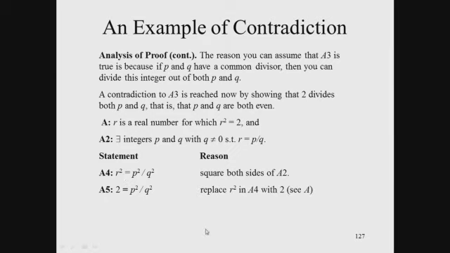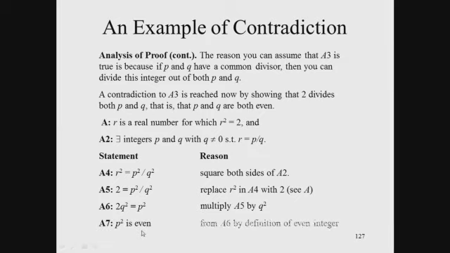Okay, now for this next one, you don't need a PhD. How did I write 2q squared equals p squared? Just multiply A5 by q squared. Exactly. That's why I told you, you don't need a PhD for this one, right? Multiply A5 by q squared. Okay. So now look at what this is saying. p squared can be written as 2 times some integer. What does that mean about p squared in terms of being odd or even? It's even. p squared is even by definition.